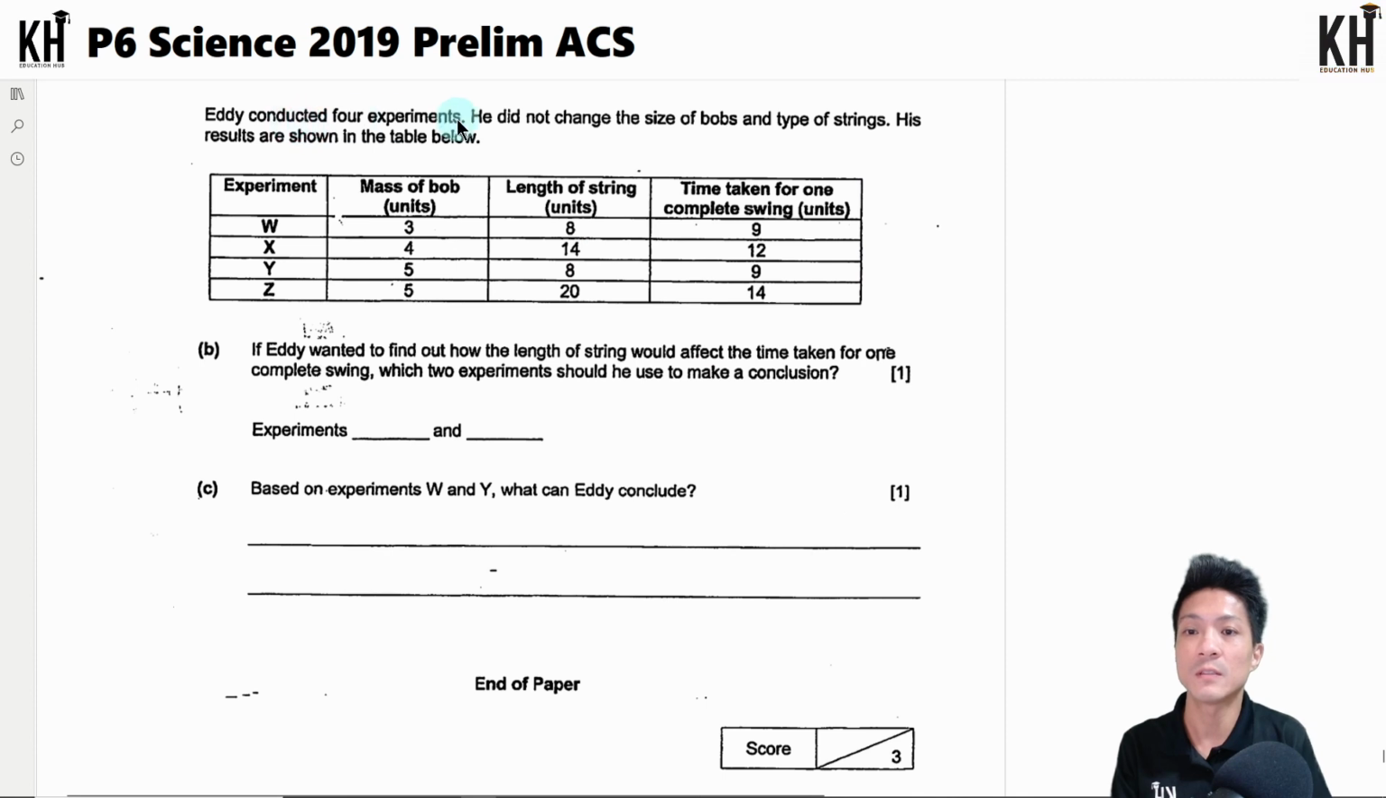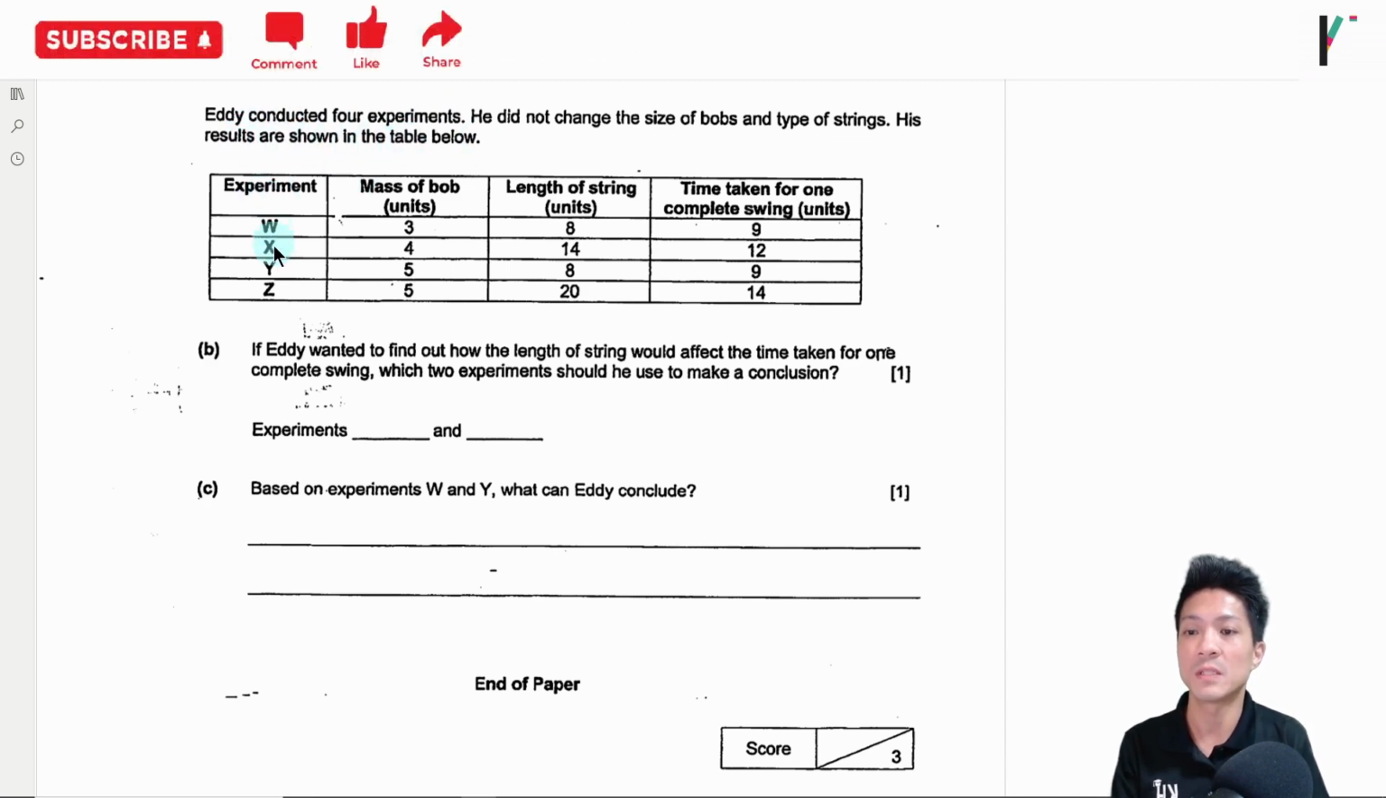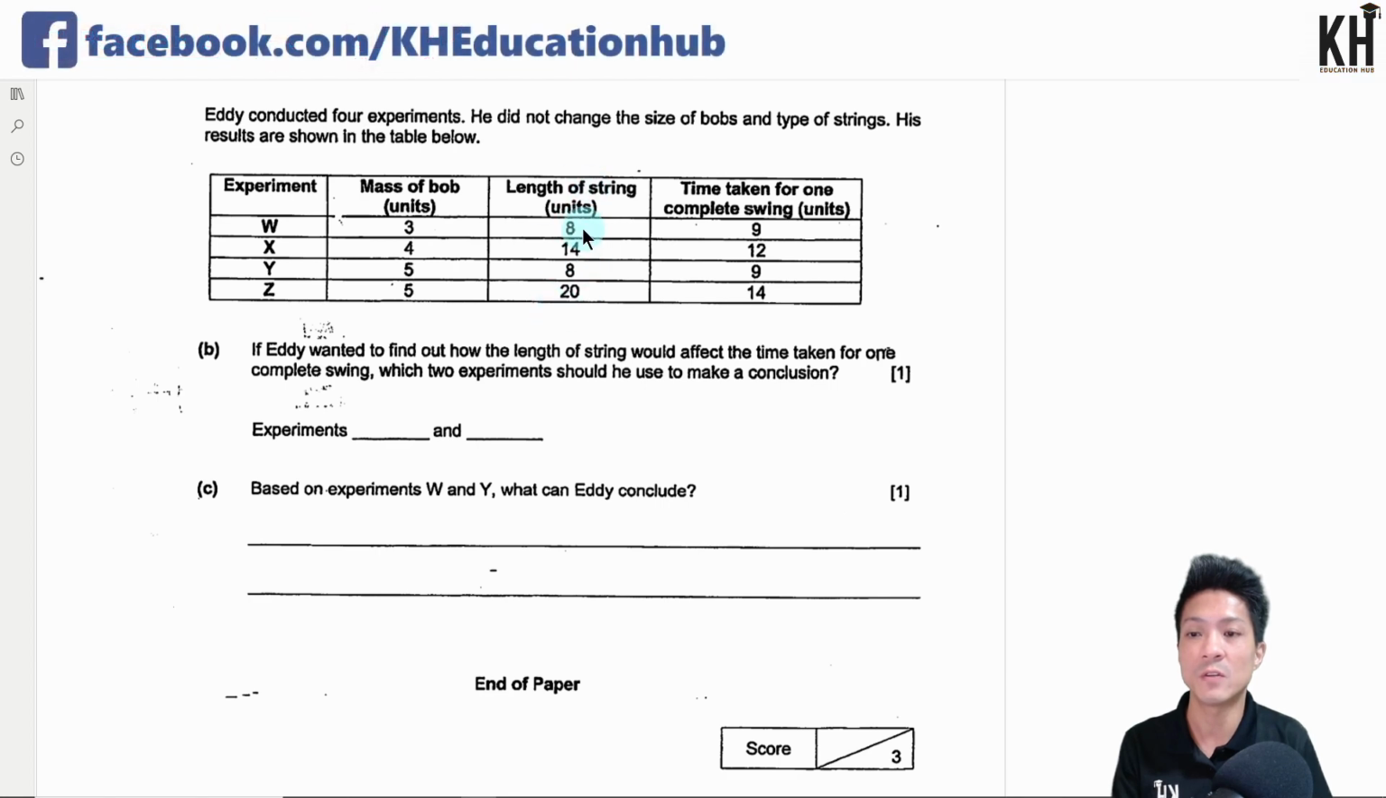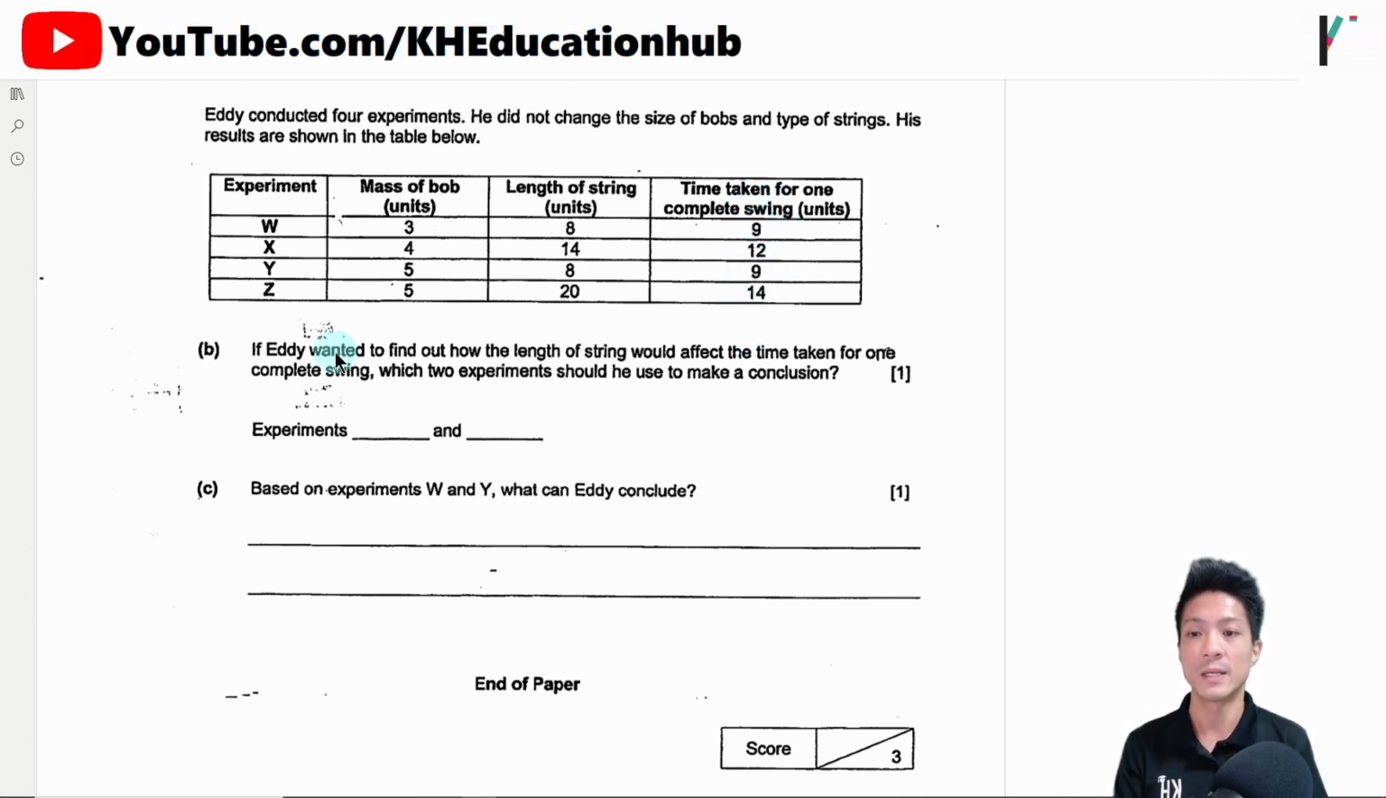Eddie conducted 4 experiments. He did not change the size of the bobs and type of strings. His results are shown in the table below. Experiment W, X, Y, and Z. The mass of the bobs are changing except for the last two. Length of the strings are changing except for W and Y. And then the time taken to complete one swing is also different except for W and Y.